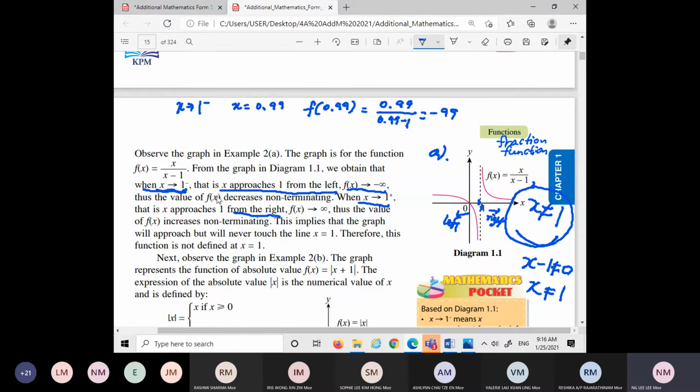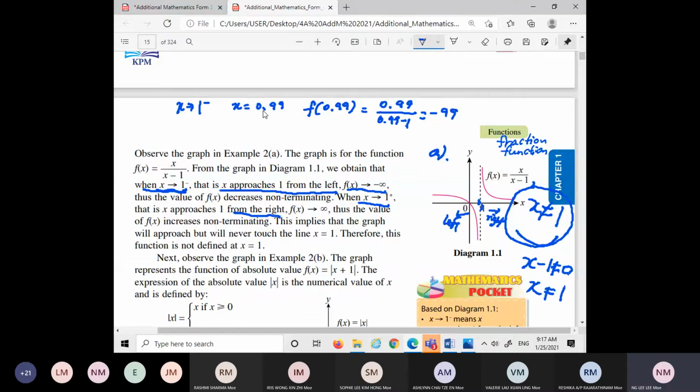Now we want to learn a few symbols or terms here. You look at this: x and then the arrow, 1 negative. It means x approaches 1 from the left. Then what will happen to f(x)? That day you remember I asked you to substitute. You choose a number very near to 1 but not 1, from the left, meaning it's smaller than 1, but very near to 1.